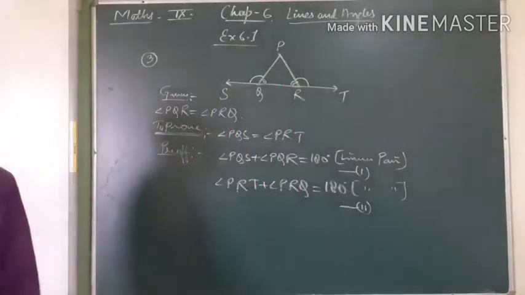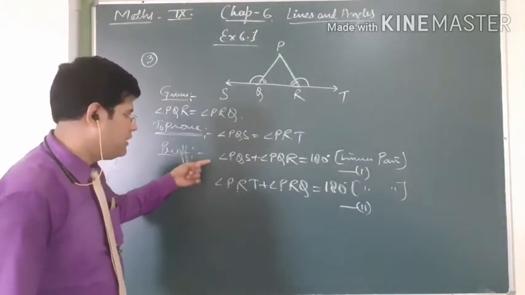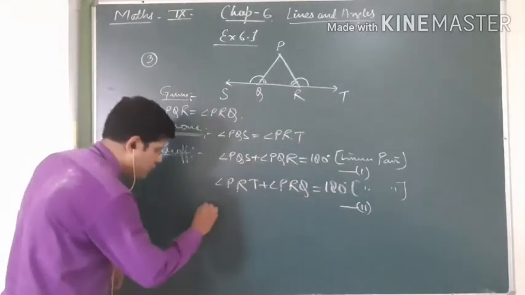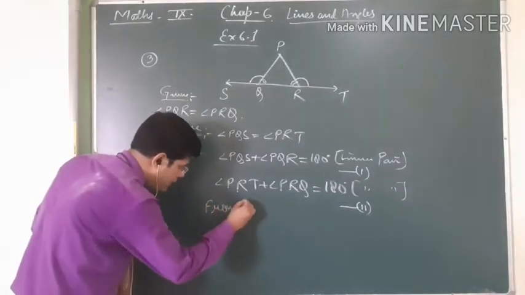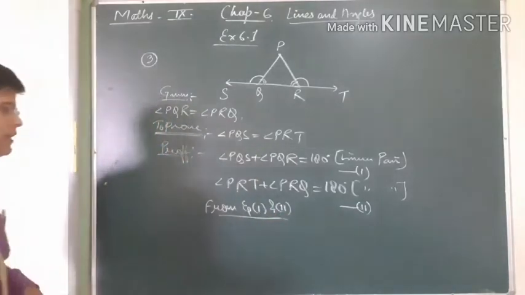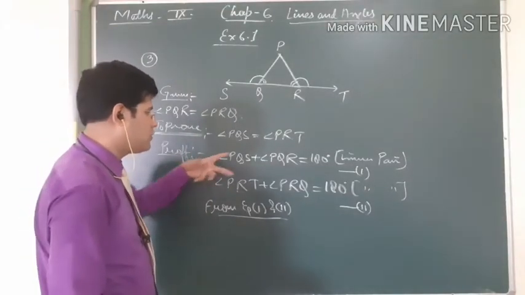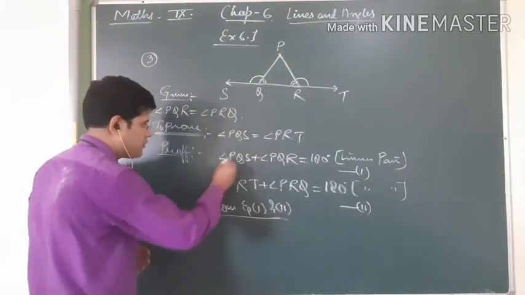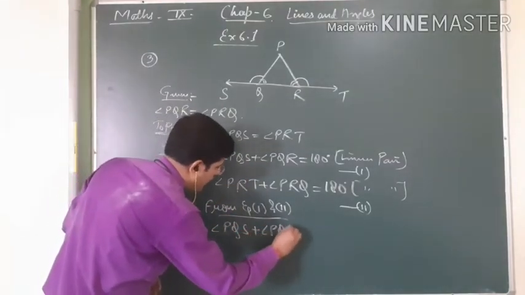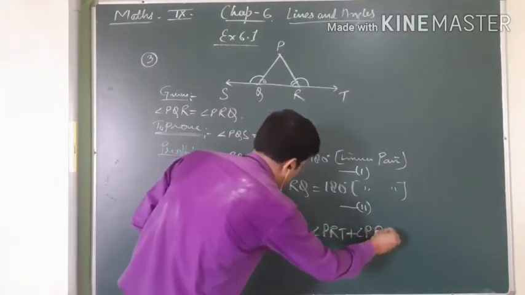Now, we are going to use Euclid's axiom number first: things which are equal to the same thing are equal to one another. Here two things are given which are equal to 180. So from equation first and second, by this property, we write angle PQS plus angle PQR equal to angle PRT plus angle PRQ.